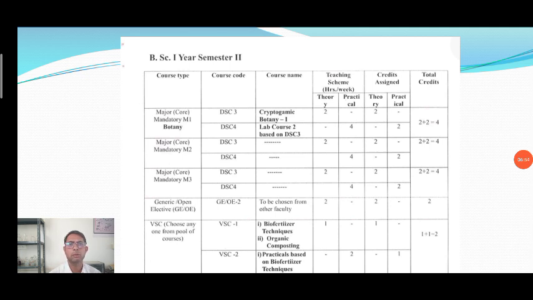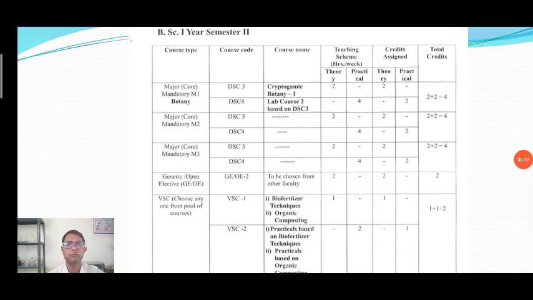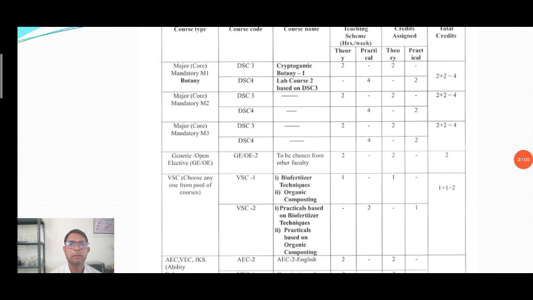Now there will be another inclusion, that is VSc. It is again a very useful course, and in this there are biofertilizer techniques, and second is organic composting. So from these two, any one subject is to be selected by the student, and on the basis of this subject there will be an inclusion of practical.